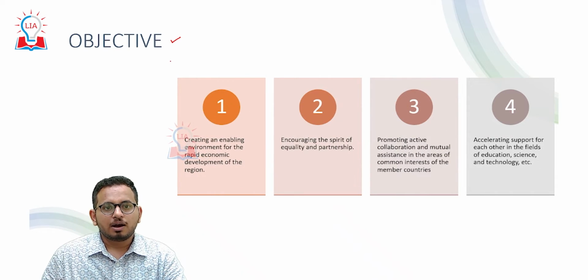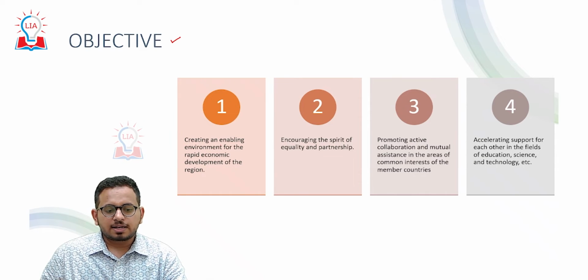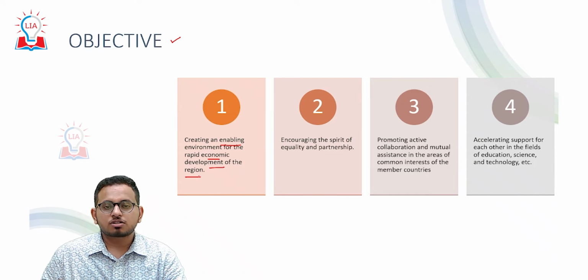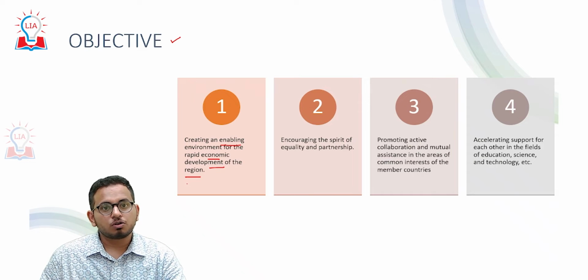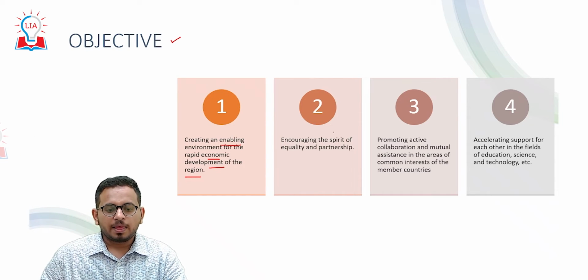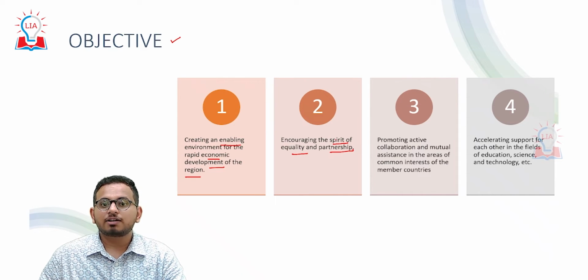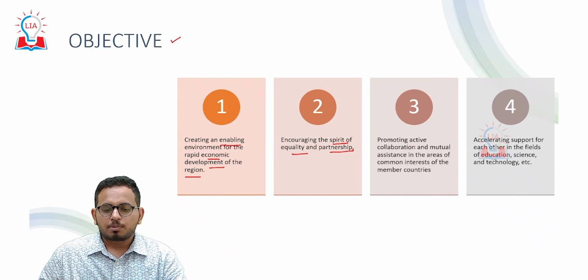So what is the objective of BIMSTEC? There are 4 objectives. The first one is creating an enabling environment for the rapid economic development of the region. It caters to the economic development of the region that includes South Asia and also part of Southeast Asia. Encouraging the spirit of equality and participation, so that with collective participation it becomes easy for economic growth and prosperity. Promoting active collaboration and mutual assistance in the areas of common interest of the member countries.